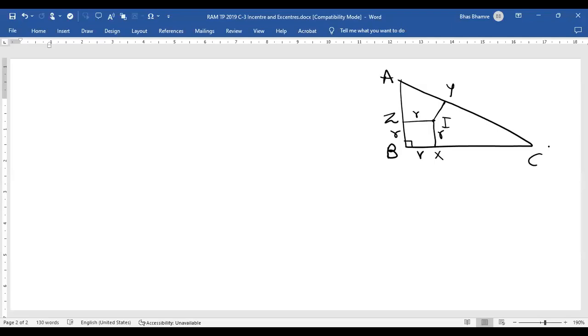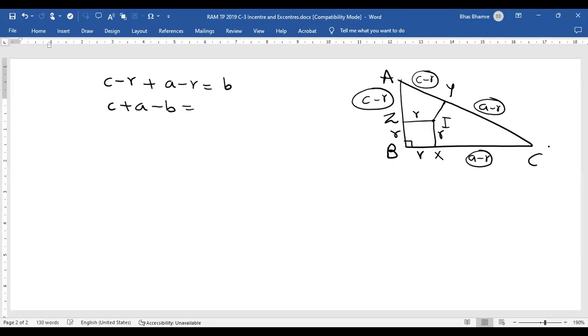Okay. So this CX would be A minus R. CY is also A minus R. AZ is C minus R, so AY is also C minus R. And then we get C minus R plus A minus R as AC, which is B. That gives us that C plus A minus B is 2R. So the inradius is nothing but C plus A minus B upon 2, if angle ABC is 90 degrees in the triangle.